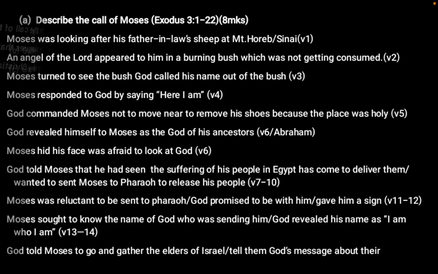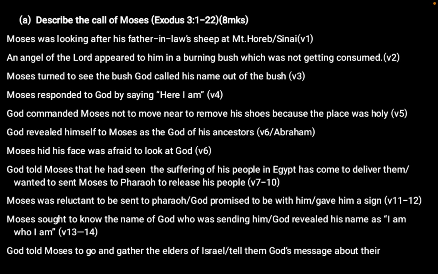So the call: Moses was looking after his father-in-law's what? Sheep, at Mount Sinai or Mount Horeb. An angel of the Lord appeared to him in a burning what? Bush. And you have to note that the burning bush was not getting what? Consumed. Verse 3, Moses turned to see the bush. God called his name out of the bush. Verse 4, Moses responded to God, saying, here I am.